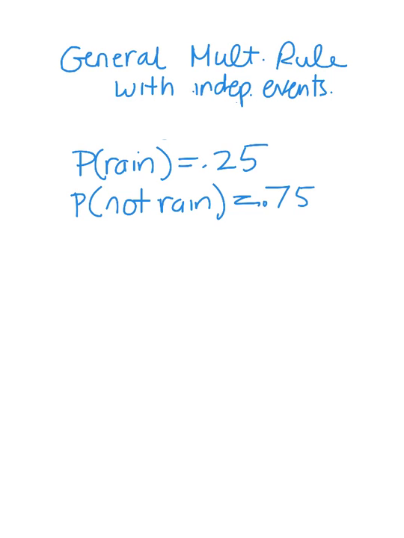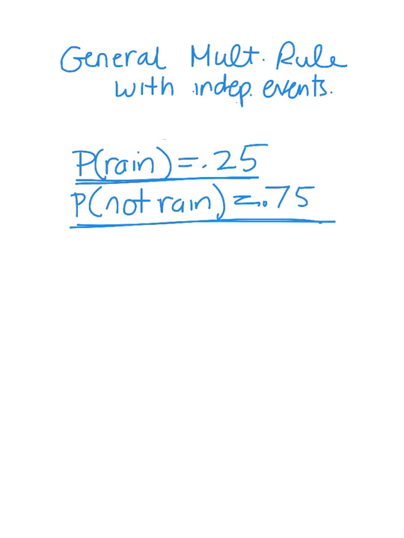So the general multiplication rule says that when we have independent events, and let's, for just argument's sake right now, let's assume that the weather is independent, each day is independent of the one before it. Let's assume that the Weather Channel says there's a 25% chance of rain for the next 5 days, and the probability it's not going to rain is 0.75 or 75%. Those are considered complements, by the way.